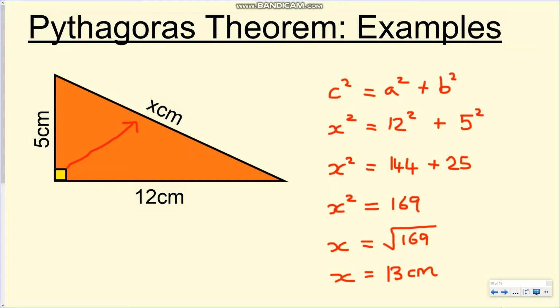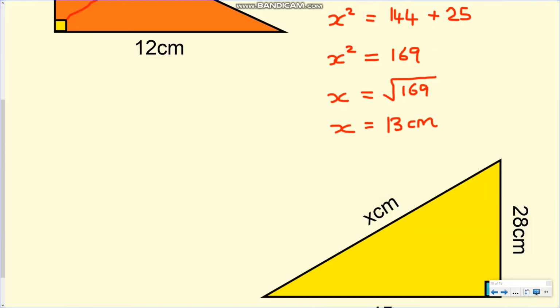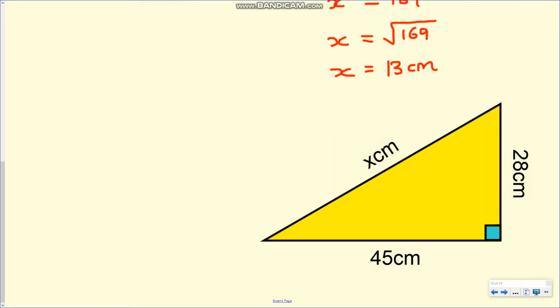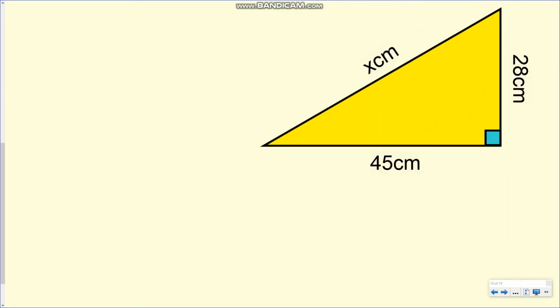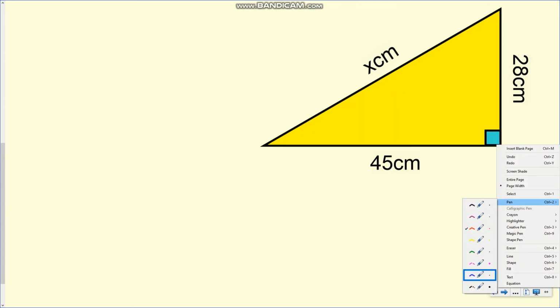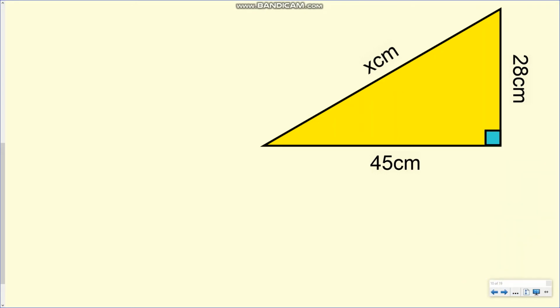If you need some time to copy that down, pause the video here. If not, I'm going to move on to the next question. Okay, so one more example here. I have got my formula to write down to start with. C squared equals a squared plus b squared.